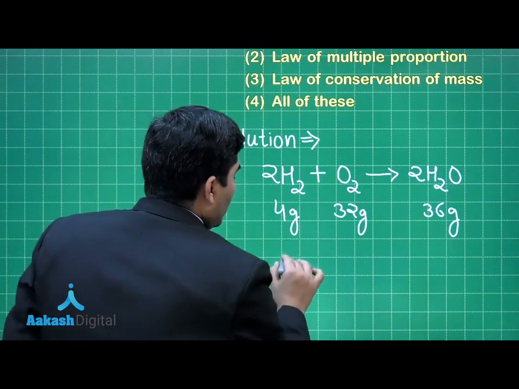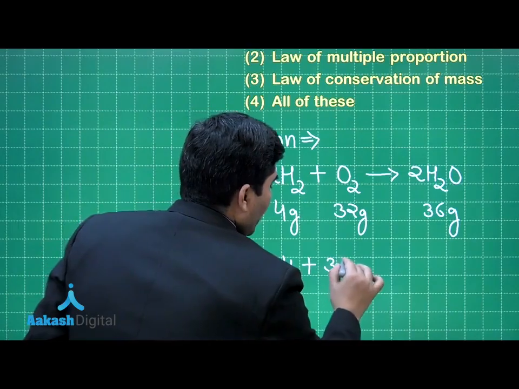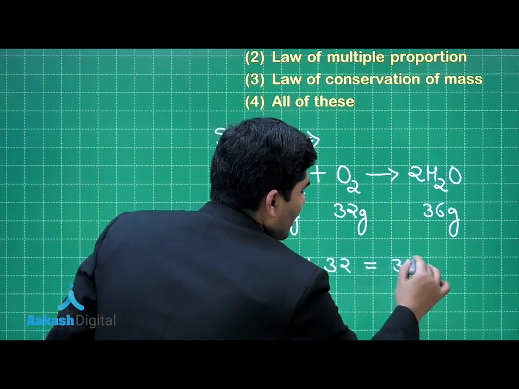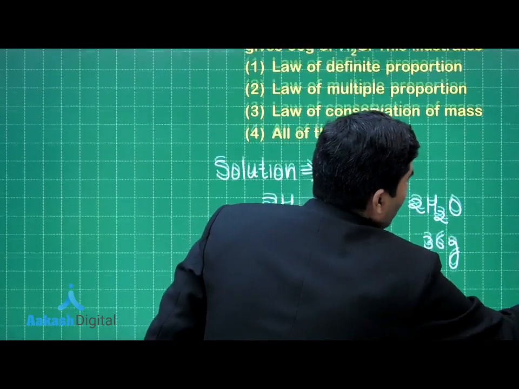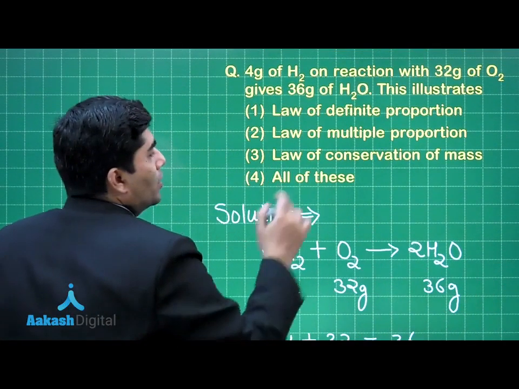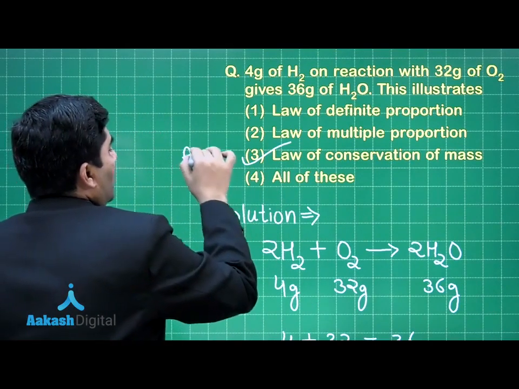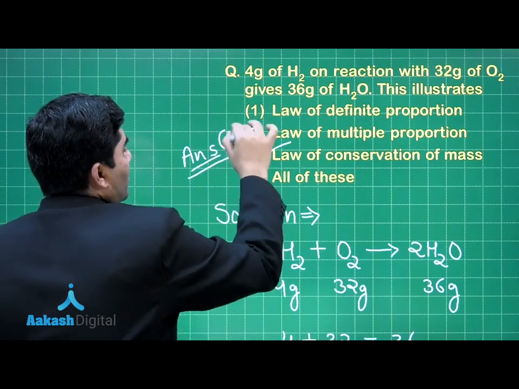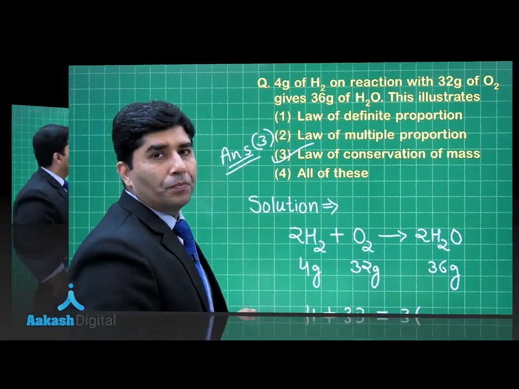So we know that 4 plus 32 is equal to 36. So definitely the law of conservation of mass, the third, is our answer. So the answer is 3. Let's solve the next question.